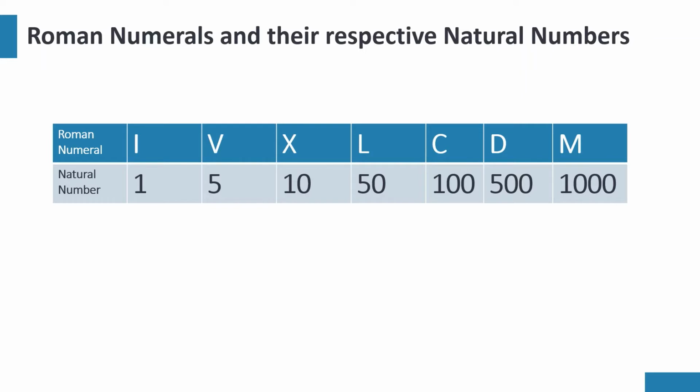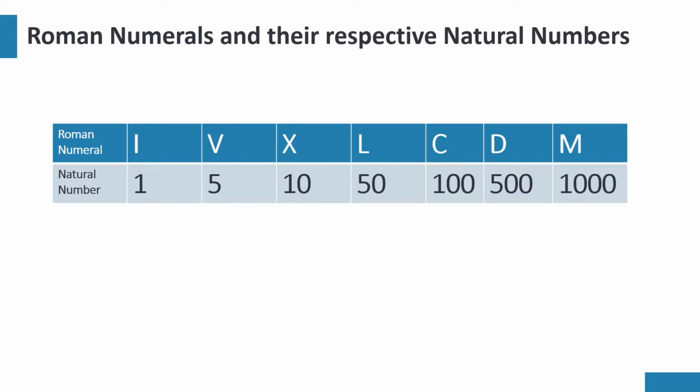In this slide, the mapping of particular Roman numerals to natural numbers is given. This is a fixed mapping, and it is imperative to say that you have to memorize it. I is mapped to 1, V is mapped to 5, X is mapped to 10, and 50 has been presented as L, 100 is presented with C, D is mapped to 500, and M is mapped to 1000. So these are 7 mappings.